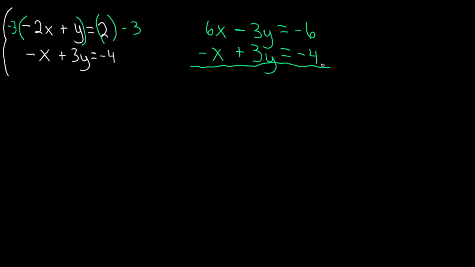So let's put these together. We have 6x minus x, which is 5x. The 3y and the -3y cancel, and we just have -6 minus 4, which is -10. Now get our x alone. Divide out the 5 on both sides, and we find that x equals -2.